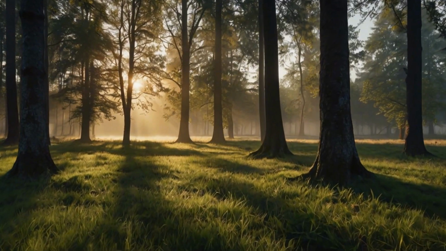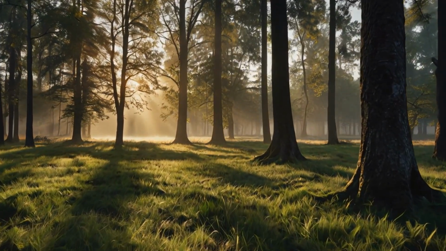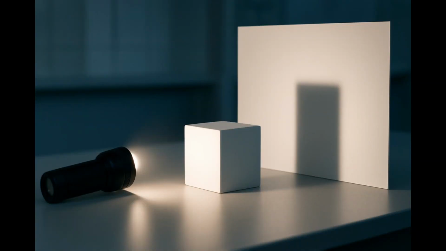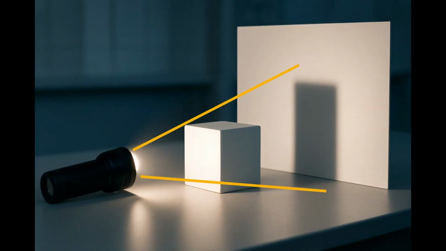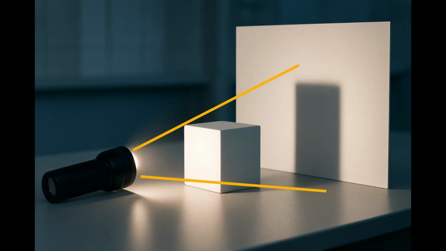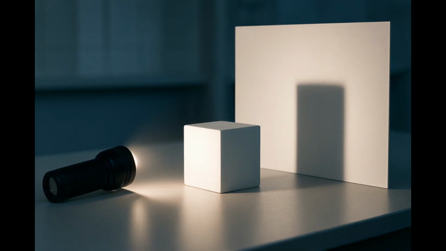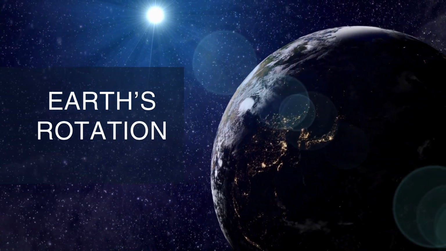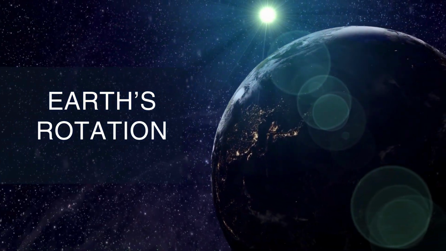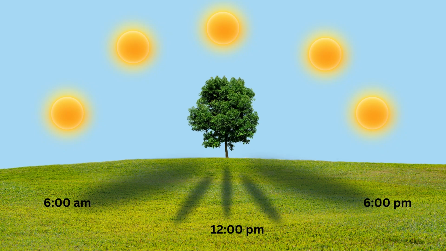A shadow forms when light is blocked by an opaque object. Light always travels in straight lines. When something blocks it, it creates a dark shape behind it. As the sun moves across the sky, the angle of the light changes. That's why shadows grow, shrink, and shift direction.